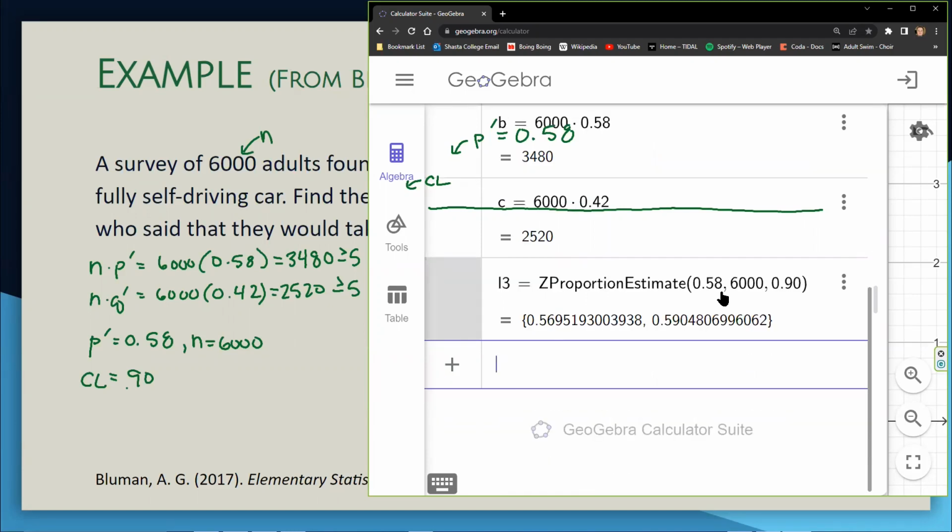And it spits out our confidence interval. So our confidence interval is 0.569. Oh, if I round that to 3, that's going to be 0.570 to 0.59.